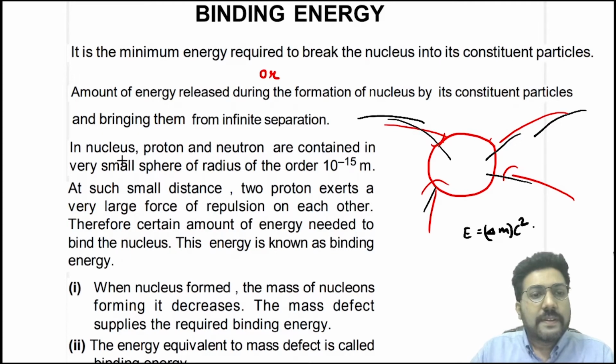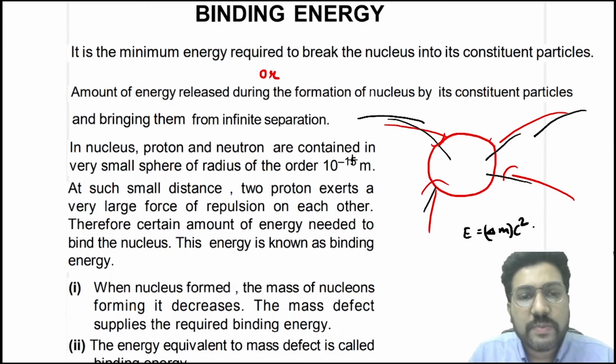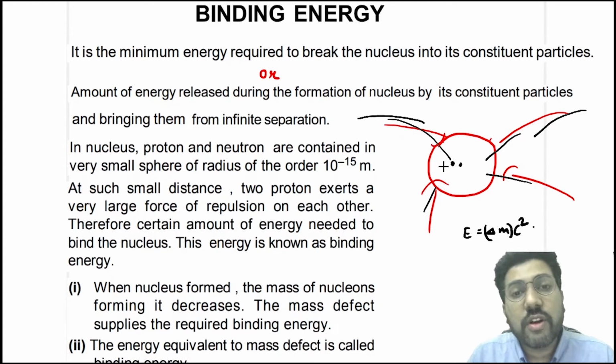Okay. Now in nucleus, protons and neutrons are contained in a very small sphere of radius of the order of 10 raised to the power minus 15 meter. So we already know that the nucleus radius is of the order of 1 femtometer, right? So in this small space, there are a lot of neutrons and protons, right? So at such small distance, two protons exert a very large force of repulsion on each other. The two protons exert very large electrostatic force of repulsion. Now, even though there is such large repulsion, still the nucleus is stable. Why? Because of some strong force, and that is called strong nuclear force, that we'll be discussing later.